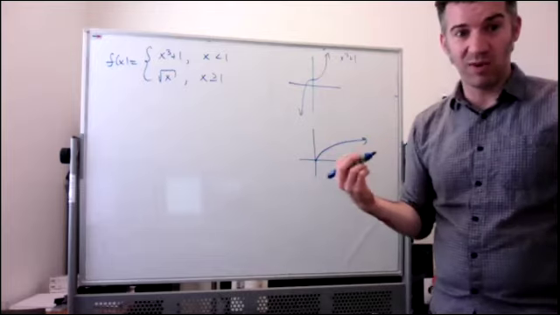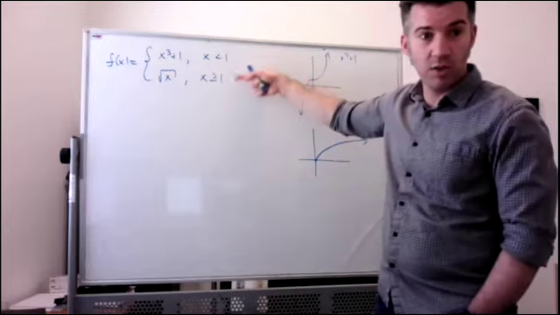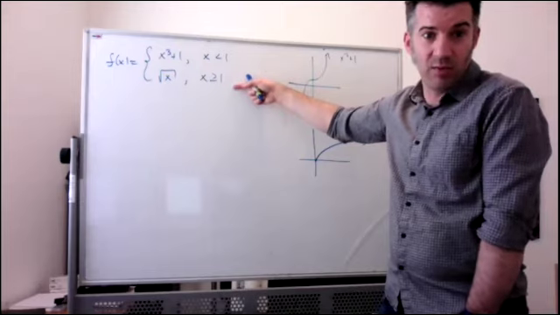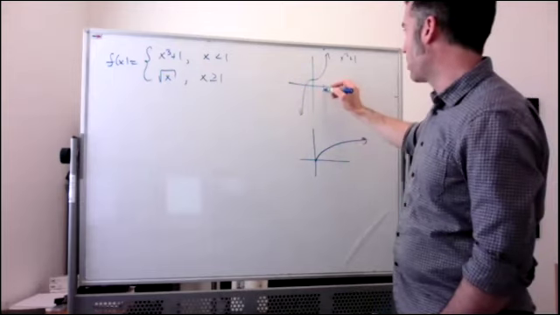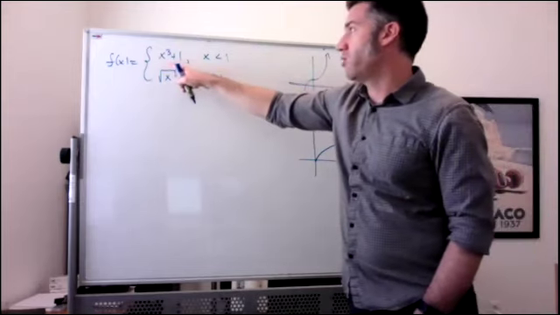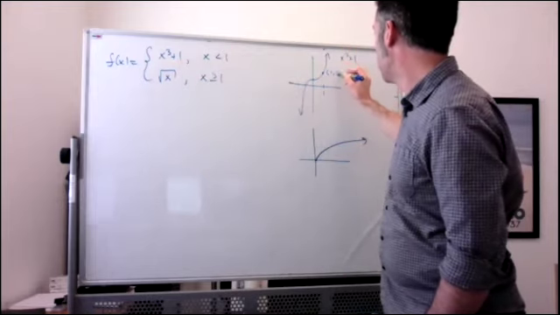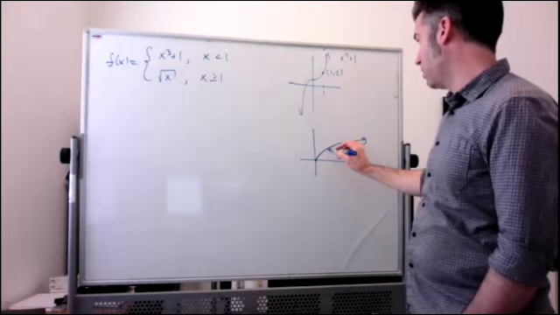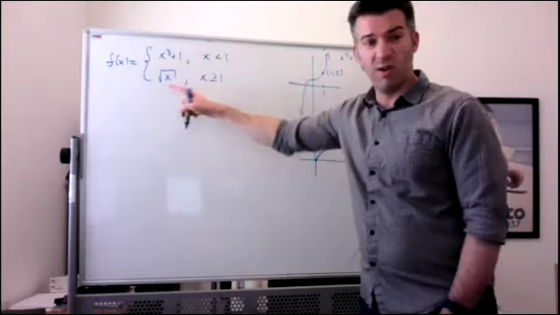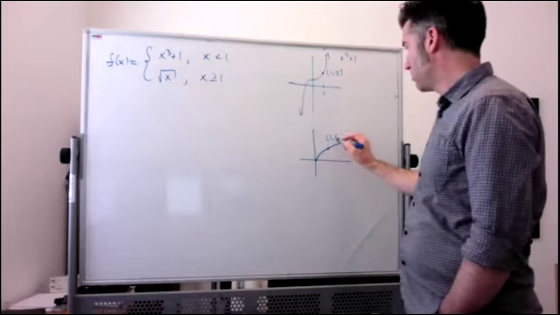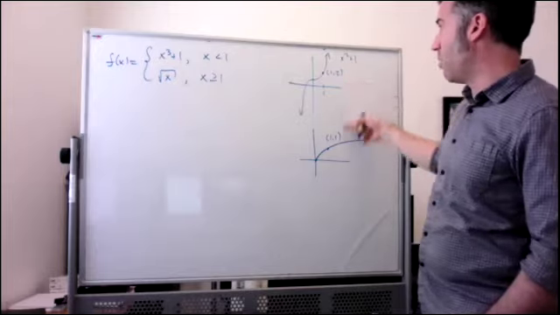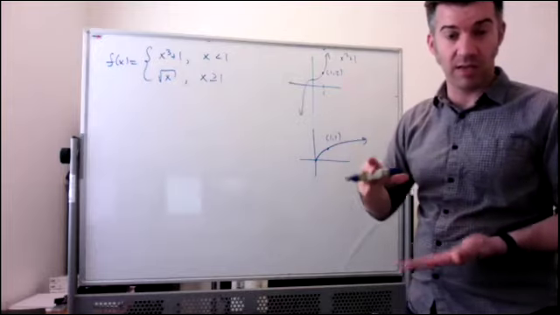I'm really interested in what's happening where we change. So what's happening at x equal to 1? Well, for this one, when I plug in 1, 1 cubed plus 1 is 2. For this one, when I plug in 1, the square root of 1 is 1. Since I'm not getting the same y value, I know there's going to be a disconnect or a discontinuity.